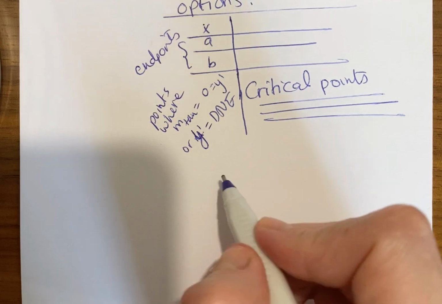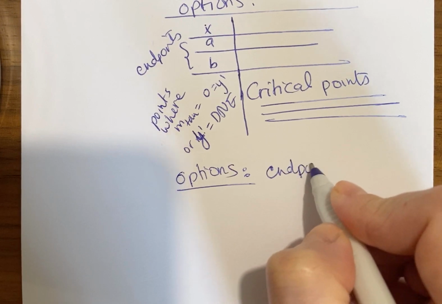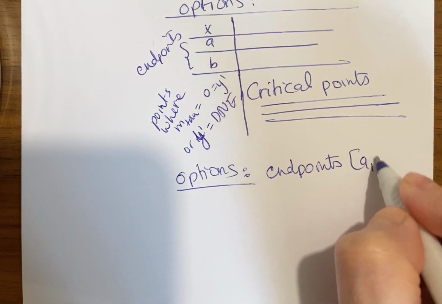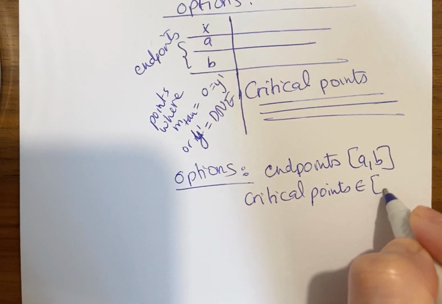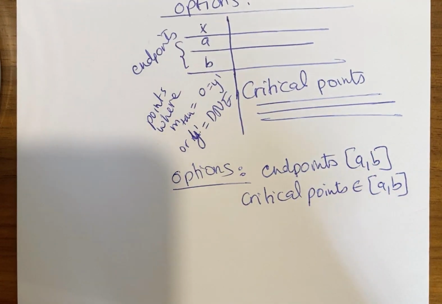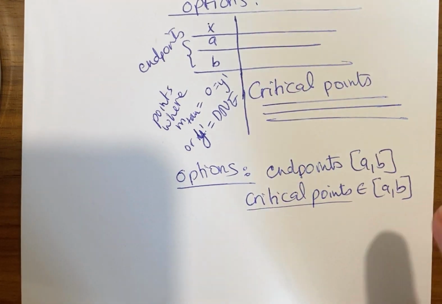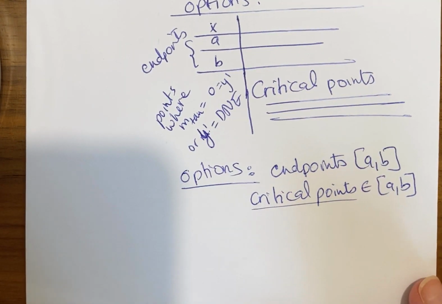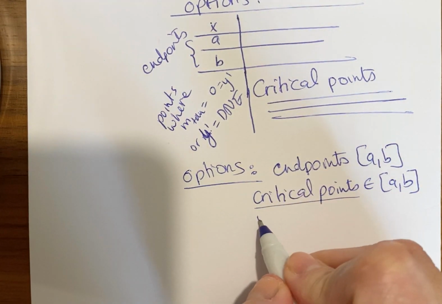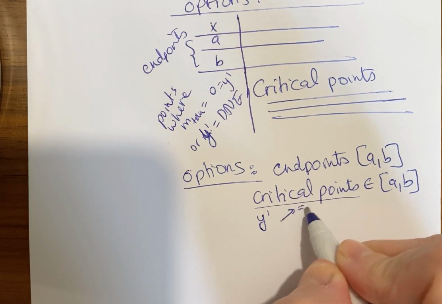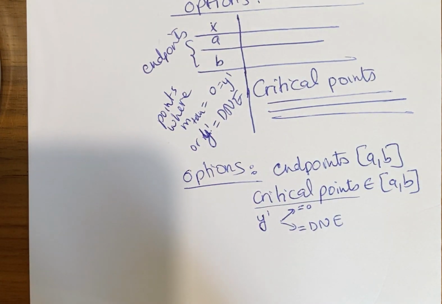So now, as a statement, what are my options? As a summary, options are endpoints of the interval AB and critical points which belong to AB. What do students usually do? They find critical points. They don't test if they are in the interval. When I'm in the interval, everything has to be in the interval, or else it will be useless, right? So I only look for critical points, which means I find y prime equals 0 and solve for it. Y prime does not exist and solve for it. Very cool, right?